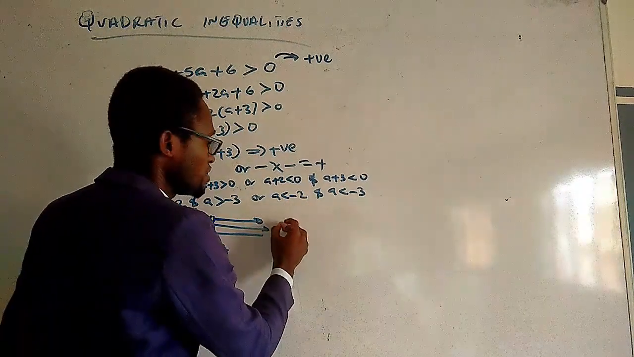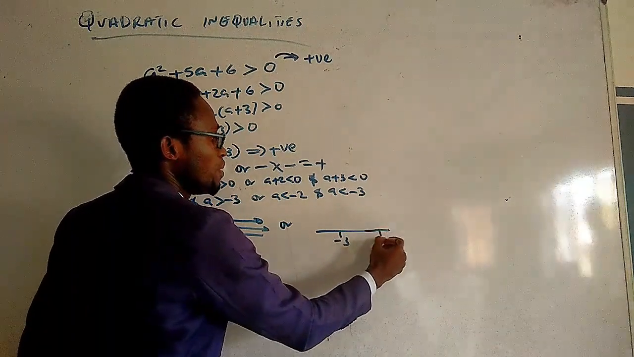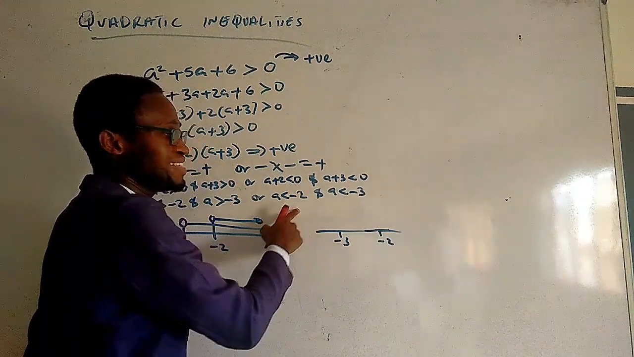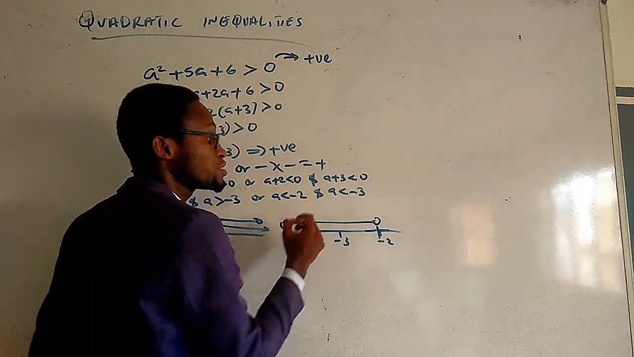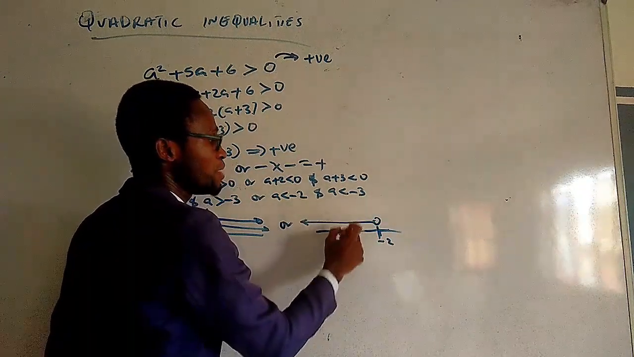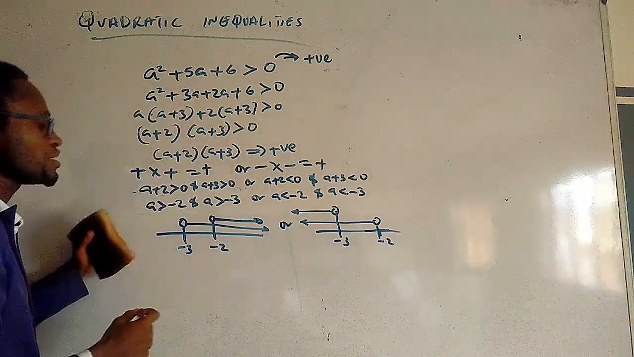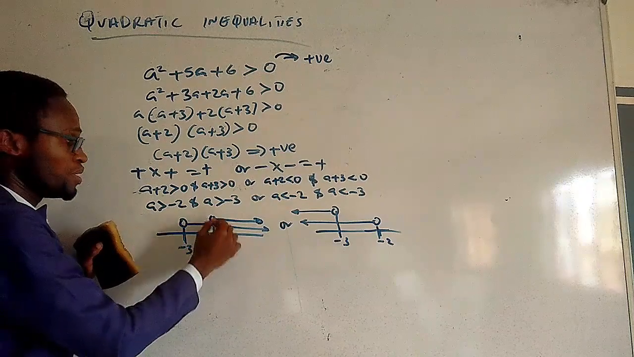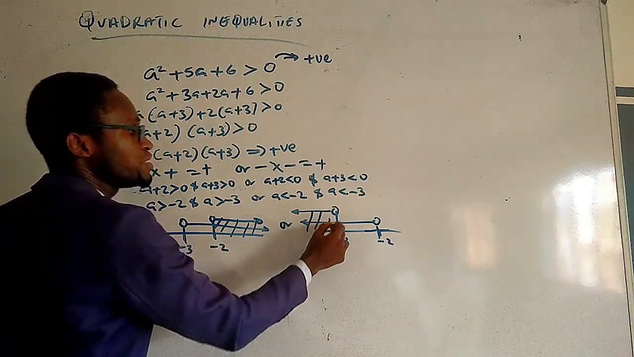Now, coming to this side, or minus 3, minus 2. A is less than minus 2 means that numbers smaller than what? Minus 2. A less than minus 3, numbers smaller than minus 3. Now we look at this. What do they have in common? This place is in common. This place is in common.